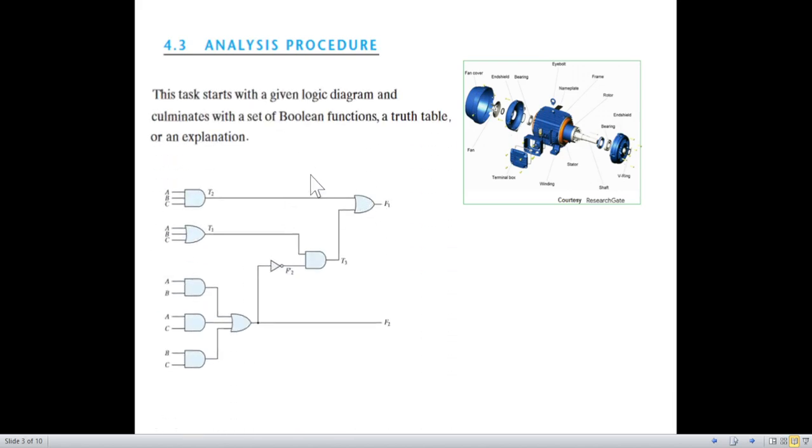And now we start with the logic diagram. This is the logic diagram. And we culminate with a set of Boolean functions. So the output should be either a Boolean function, or a truth table, or some kind of written explanation of the output. Now, in this case, you can see this equation relates to output F1 and the other one relates to output F2. So this is what we get after analyzing this circuit: outputs F1 and F2 in terms of the input variables A, B, C.